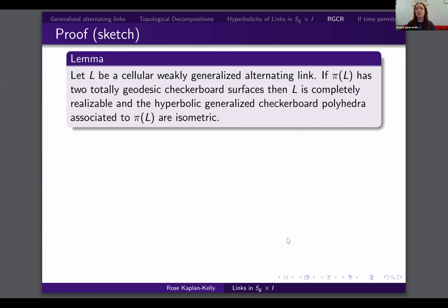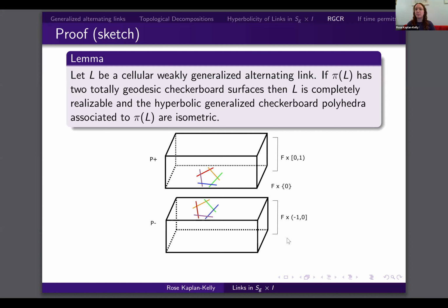So for that first result, what goes into that is using that if we have two totally geodesic checkerboard surfaces, then we can show, in fact, that our link is completely realizable, and that the two hyperbolic generalized polyhedra that we get are isometric. So going back to this picture, we show that if we have two totally geodesic checkerboard surfaces, then in this decomposition into P plus and P minus, we not only have that they glue by the gear shift map and have the combinatorics from the checkerboard surfaces, and then give us the complete hyperbolic structure that's completely realizable, we also show that P plus is isometric to P minus.